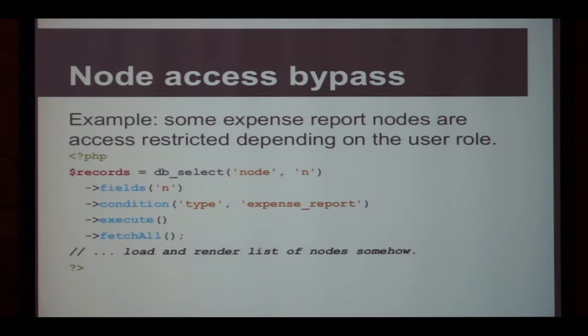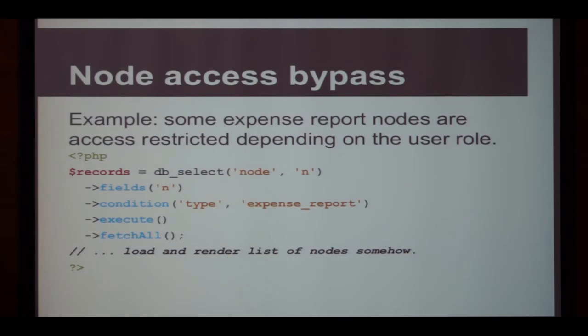But there are also more subtle things like the node access system. So the node access system in Drupal basically specifies that nodes of the same type might have different visibility permissions. So in this example, I took some expense reports, for example, that all expense reports should only be seen by some senior staff, and some expense reports are visible to authenticated users, but not all of them. And for example, I want to create a list of expense reports nodes. I do a database query, and then after that, I want to display them somehow.